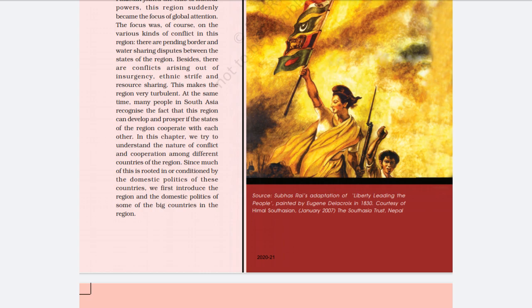This makes the region very turbulent, and due to these issues of boundary sharing, resource sharing, and ethnic strife, these issues created turbulence in this region, and that's why this region attracted the attention of other countries of the world.